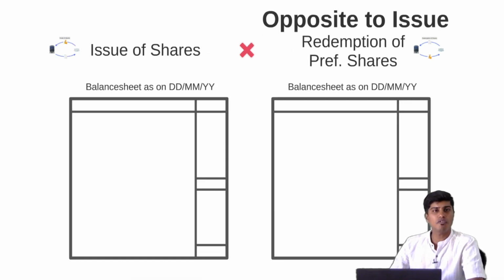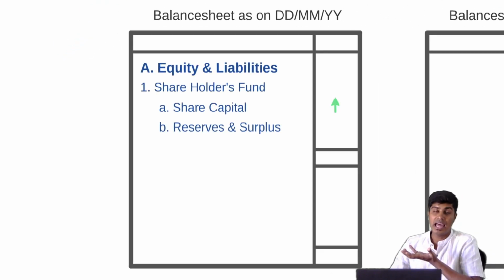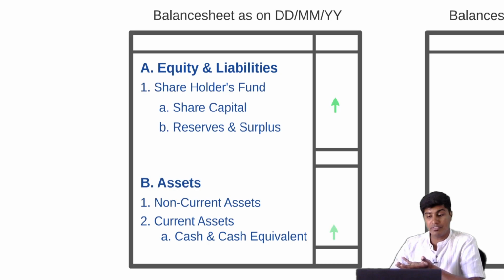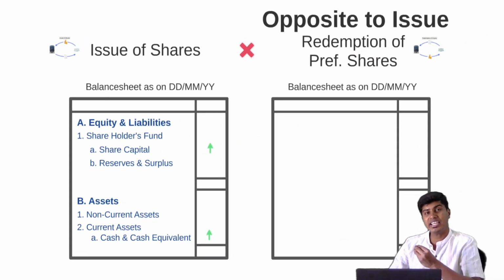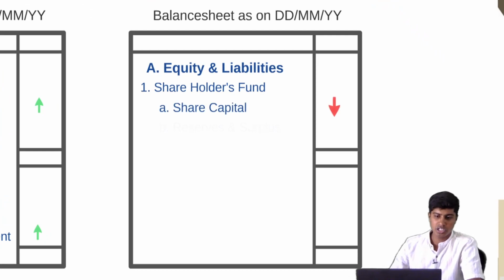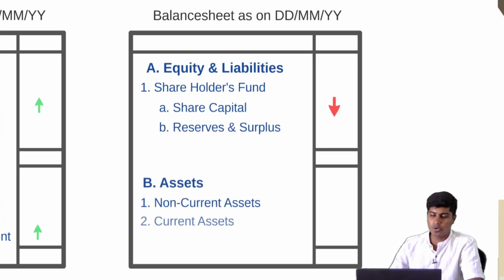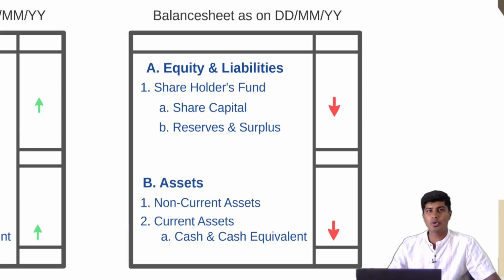Now, in the case of issue of shares, the share capital of the company will increase and the cash of the company will also increase. There is an increase in asset followed by an increase in liability. However, with regard to redemption of preference shares, the share capital of the company will decrease, further leading to a reduction in the cash of the company because the company is actually paying money to such shareholders. So the share capital will decrease, followed by a decrease in the cash of the company. I hope you all got this.